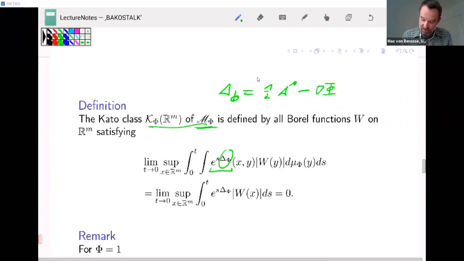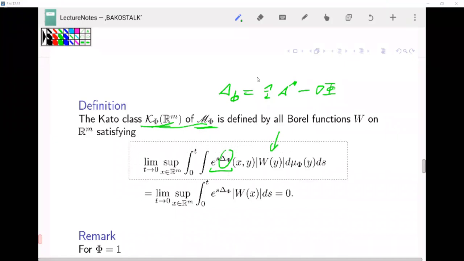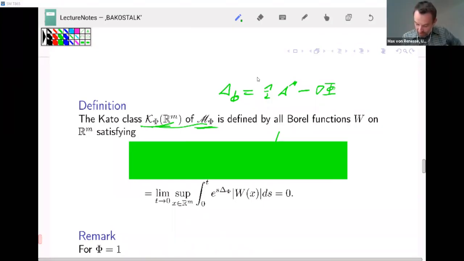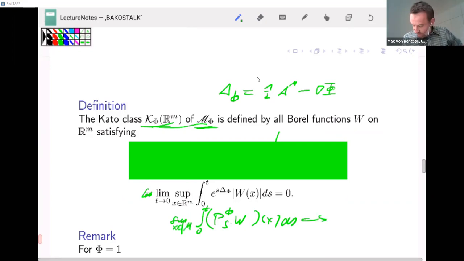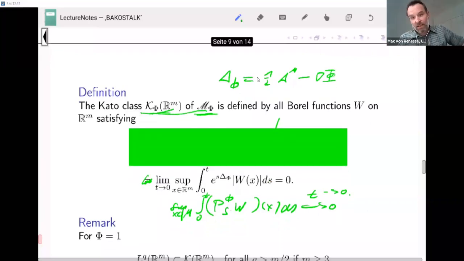And so I call a function W in the Kato class if, I don't like this first line, by the way, I erase it when I give this talk. So I call a function W in the Kato class if, or let me write it differently. So I call this P phi T of W at position X, the integral from 0 to T ds. If the supremum over all initial positions from my manifold tends to 0 uniformly if T goes to 0. This is the Kato class condition.